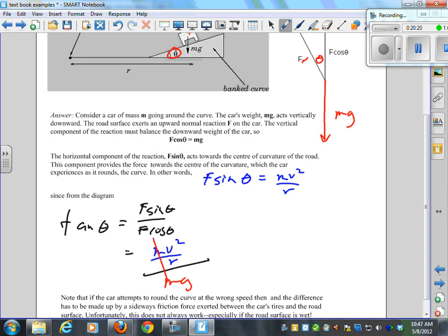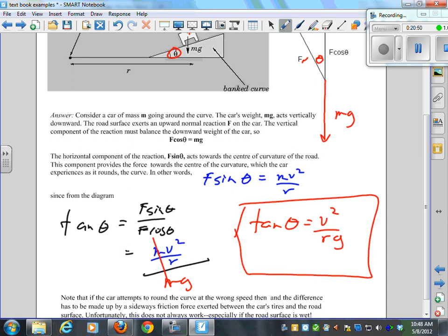So that's the mass cancel right there. Mass cancels out. Tan theta is equal to v squared over r over g. So when it's like v squared divided by r divided by g, can I not just write it like that? Tan theta is equal to v squared over rg. That's the formula for bank curves.